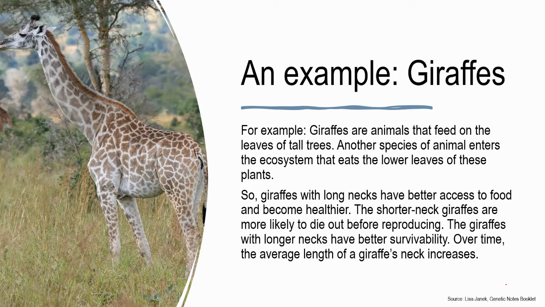So let's think about giraffes. We often use giraffes as an example of evolution. Giraffes are animals that feed on the leaves of tall trees. Other species of animals enter the ecosystem that eat the lower leaves of these plants. So giraffes with long necks have better access to food and become healthier. The shorter necked giraffes are more likely to die out before reproducing. The giraffes with longer necks have better survivability. Over time, the average length of a giraffe's neck increases.